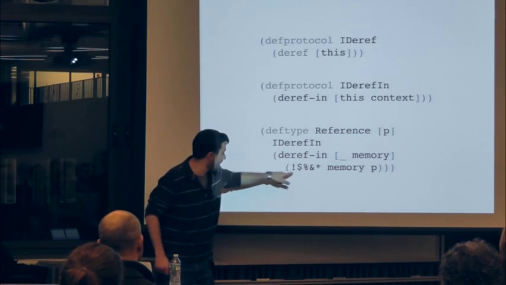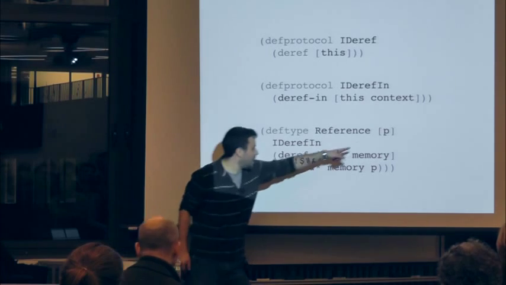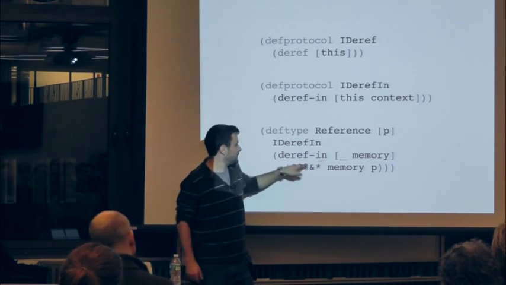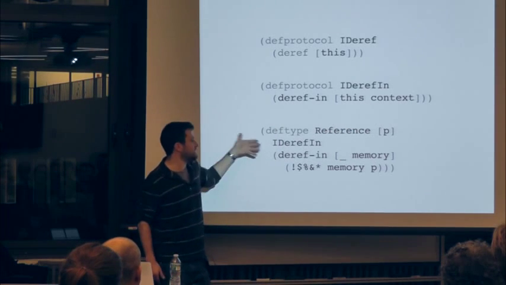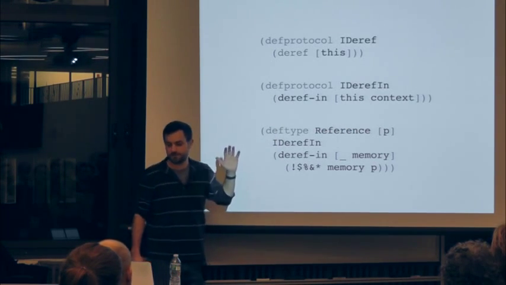I can do my voodoo magic here, but basically I take a private P, and I implement this protocol, IDeref, in some context memory, right? So memory here is context for this instance of this abstraction.